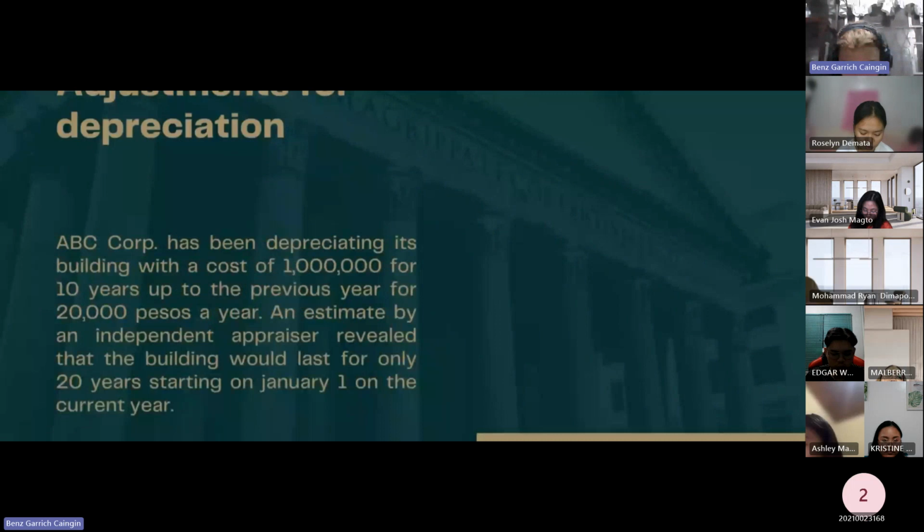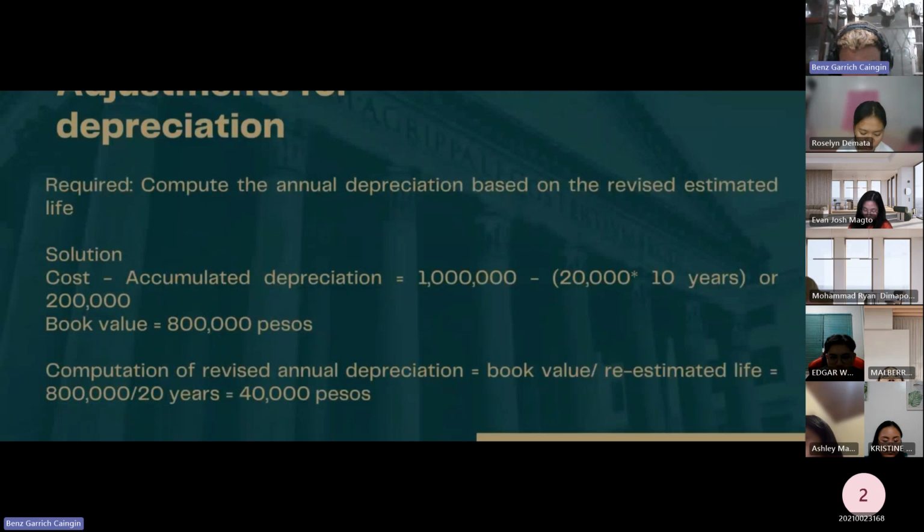So here is a sample problem. ABC Corporation has been depreciating its building with a cost of 1 million pesos for 10 years up to the previous year at 20,000 pesos a year. An estimate by an independent appraiser revealed that the building would last for only 20 years, starting on January 1 of the current year. To solve the problem, you need to compute the annual depreciation based on the revised estimated life. So cost less accumulated depreciation: we have 1 million pesos less 200,000, so we will have a book value of 800,000 pesos. Next is the computation of revised annual depreciation: book value divided by re-estimated life. 800,000 divided by 20 years equals 40,000 pesos.